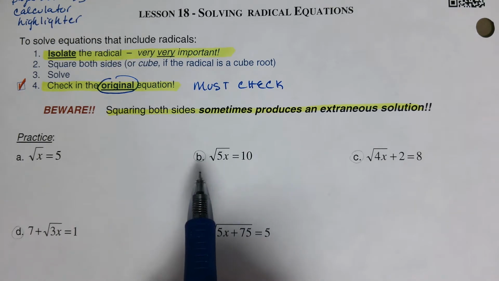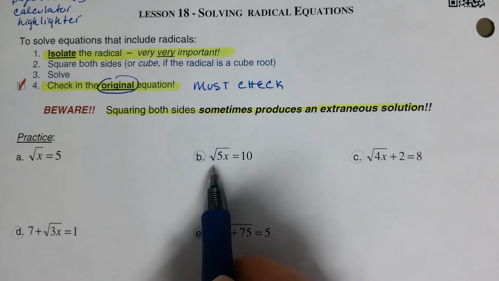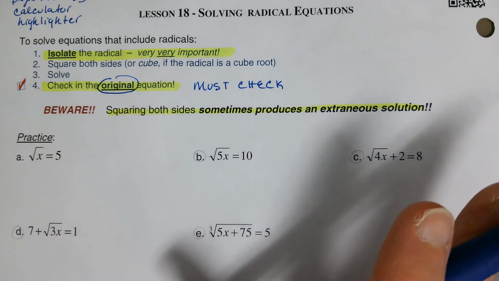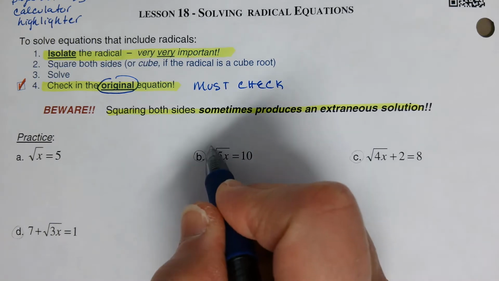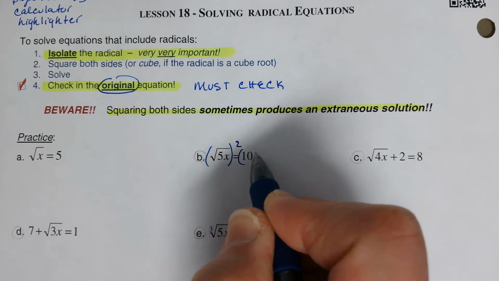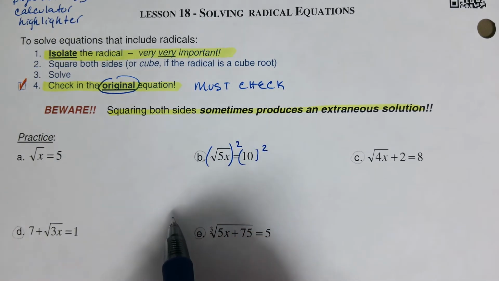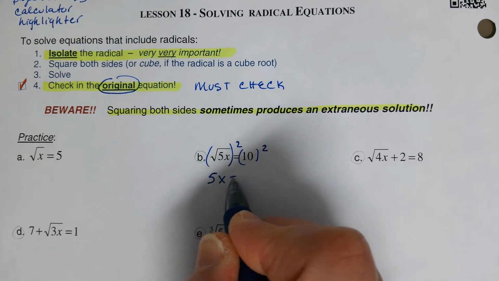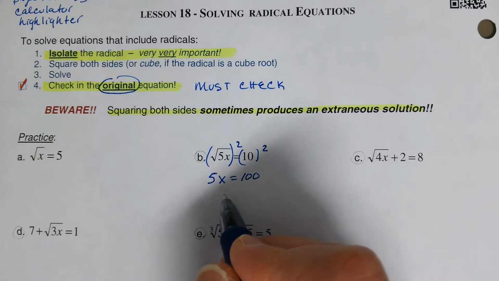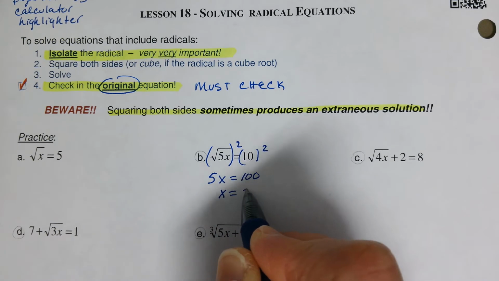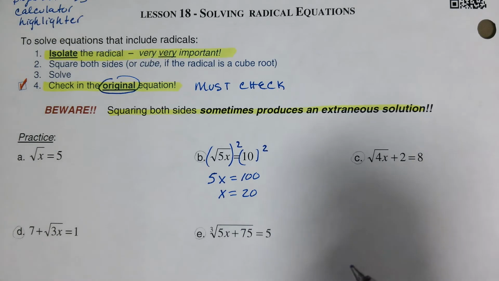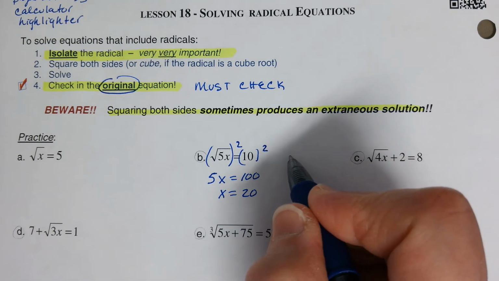So starting with B, we have the square root of 5x equals 10. Well, the radical is already by itself, so we simply square both sides. And squaring a square root removes the square root symbol. 5x equals 100. Divide by 5. X equals 20. Checking that, you can use the calculator if you want. I think it's simple enough.